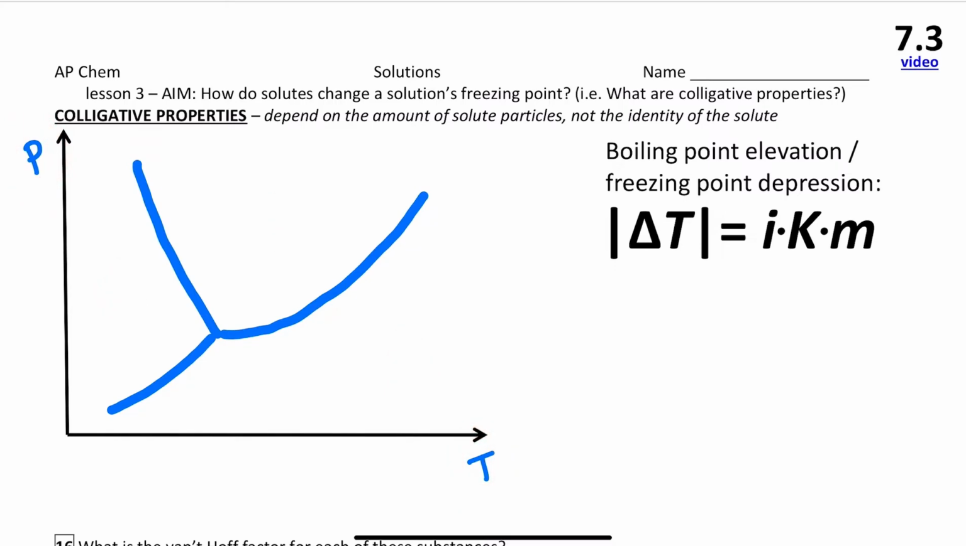And last time we learned that solutions have a lower vapor pressure. This is for a non-volatile solute like salt or sugar, something that's a solid that doesn't vaporize very easily. The picture is different for things like liquid solutes. We talked about that last time. So today we're just talking about solid non-volatile solutes.